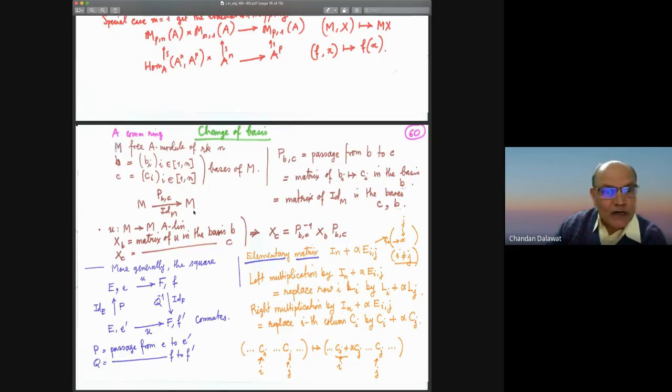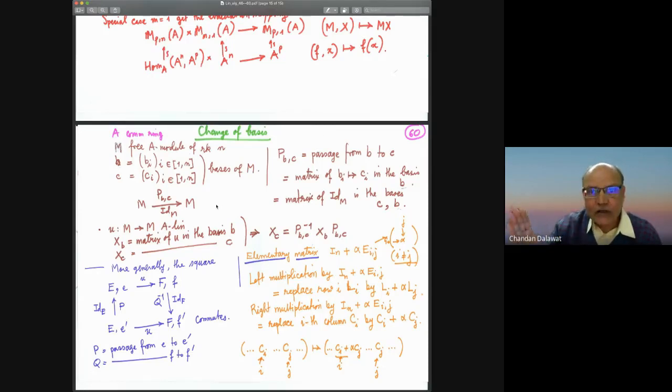To define the change of basis matrix, you have to take the matrix of this linear map, the identity map, with Bi as the basis and Ci's as the basis in the first free module, and the basis B in the second module, right? It's the same module, but it has two different bases. So what I'm defining is the matrix of passage from the basis B to the basis C.